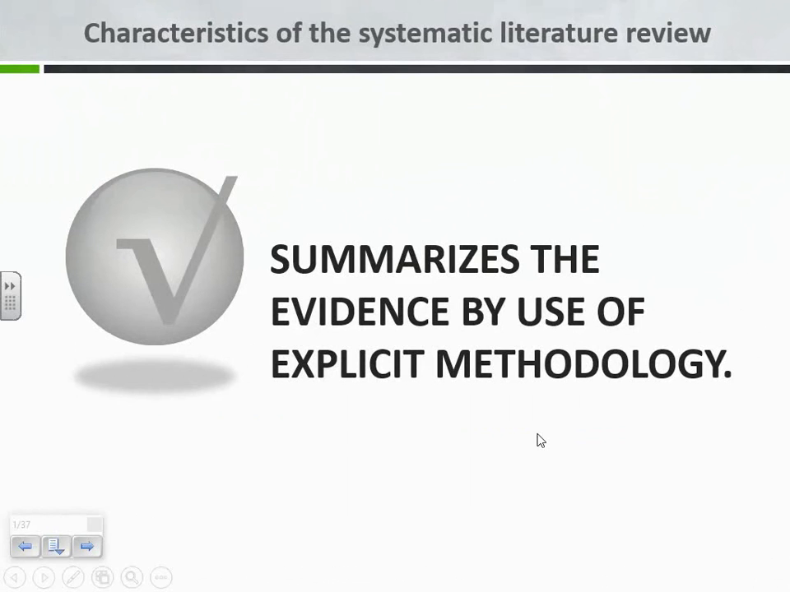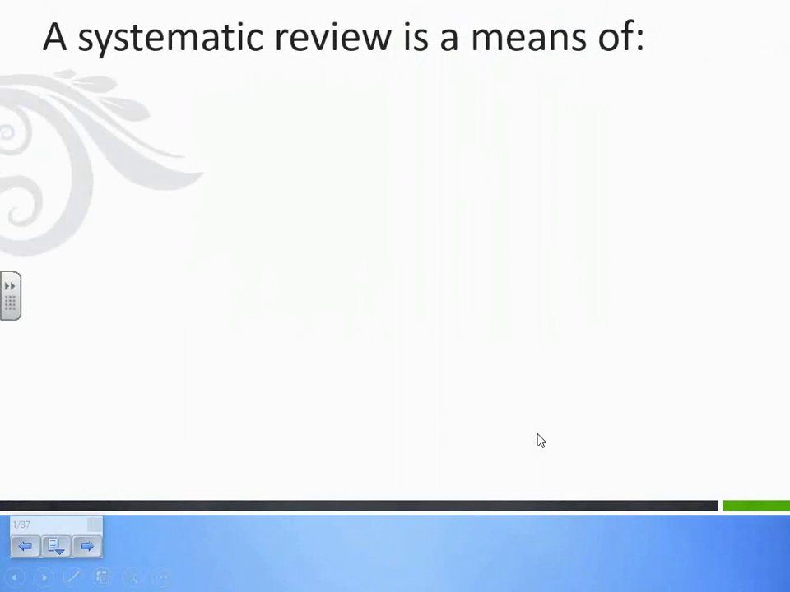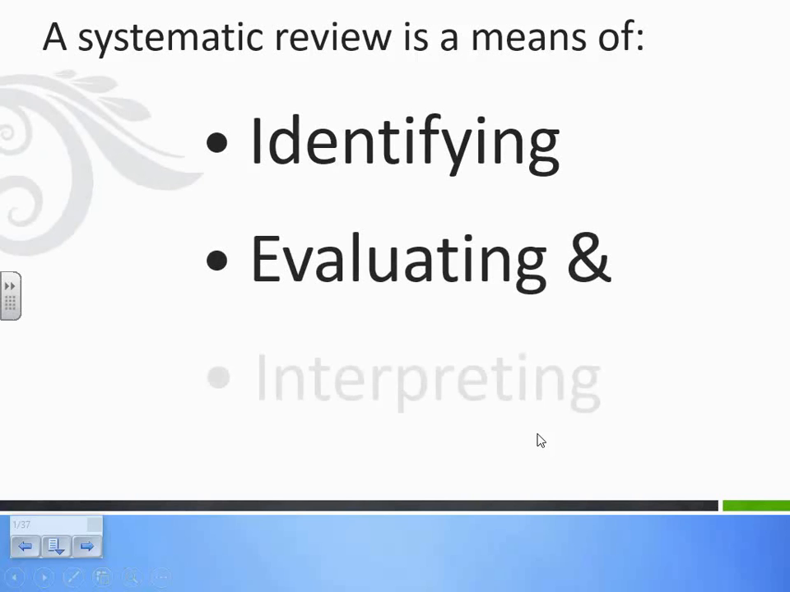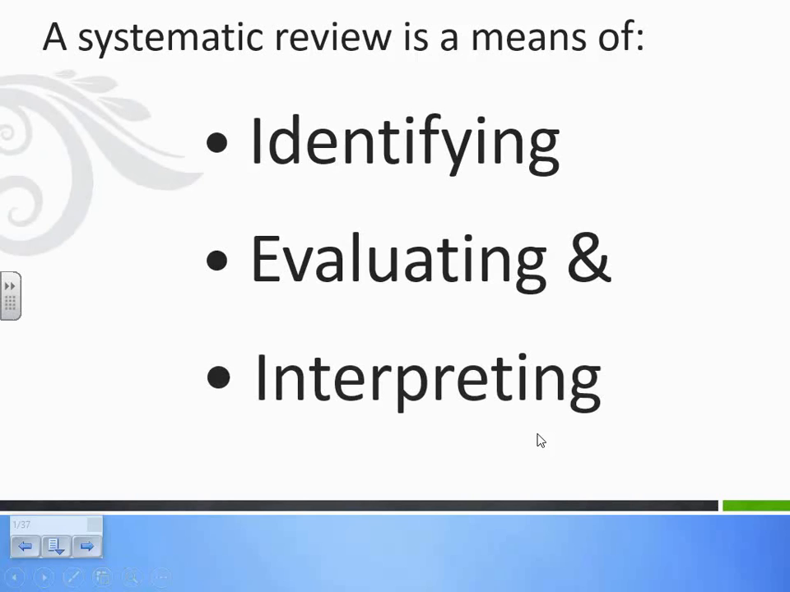Okay, in summary, a systematic review is a means of identifying, evaluating, and interpreting the available research that is relevant to a particular research question in your subject area, and also it might just be looking at the phenomenon of interest that you are studying.